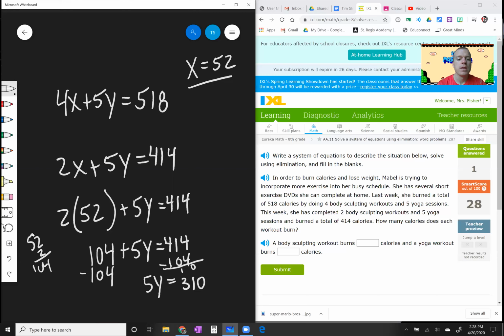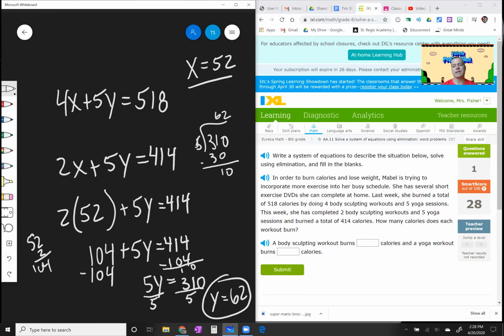Okay, divide by 5, divide by 5. y is going to equal, so 310 divided by 5, right? 6 times, so 62. Okay, and there you go. x is 52, y is 62.